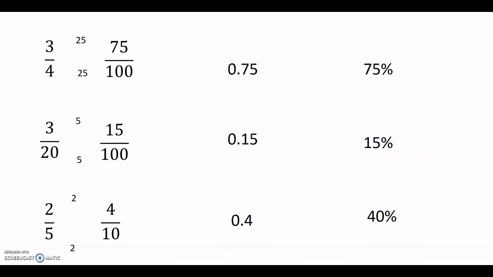So this is how percentage, decimals, and fractions are related to each other. 3/4, 75 over 100, or 0.75 or 75 hundredths or 75% have the same value. So percentage, decimals, and fractions are related to each other. They all have the same value, but they only differ in how we present the numbers.